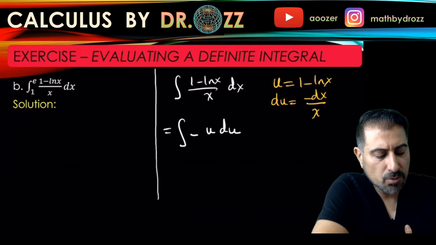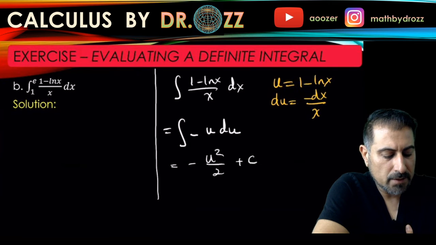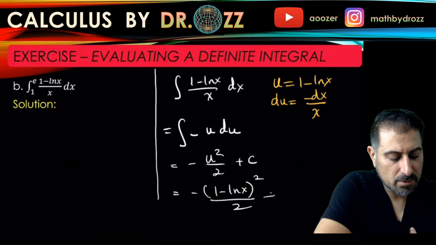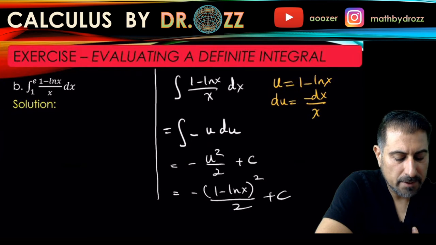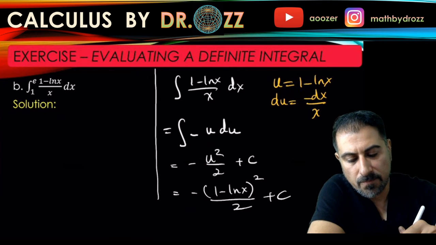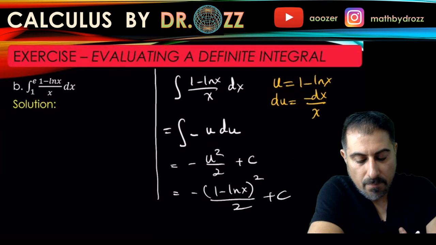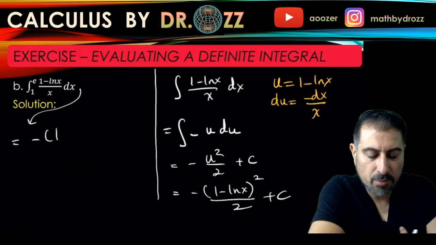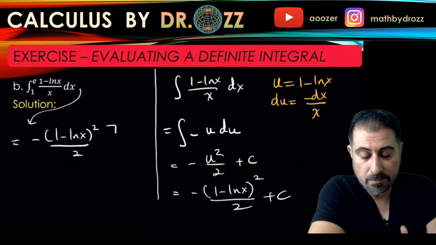So that's minus u squared over 2 plus c. And u is 1 minus ln x. Quantity squared divided by 2 plus c. Okay, that's good. And I don't need to worry about c, the integrating constant, for the evaluation of the definite integral. So here we go. This is minus 1 minus ln x quantity squared over 2 from 1 to e. We're using the fundamental theorem of calculus, right?